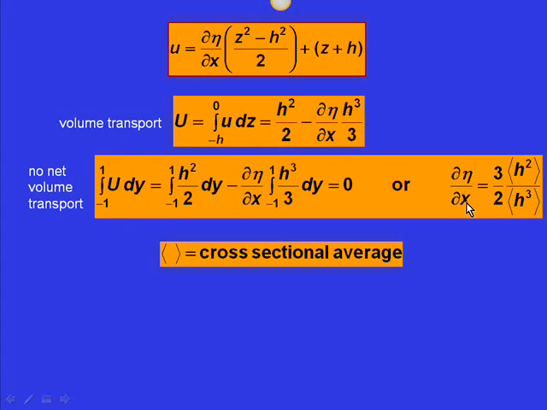You can solve for dη/dx, and that's simply 3/2 of ⟨h²⟩ over ⟨h³⟩, where h is the depth of the water column, and these brackets represent an average across the section. So it would be the cross-sectional average of the depth squared divided by the cross-sectional average of the depth cubed, multiplied times 3/2, and that's your value of dη/dx. So it's relatively straightforward. You cancel two h's out and get one h.